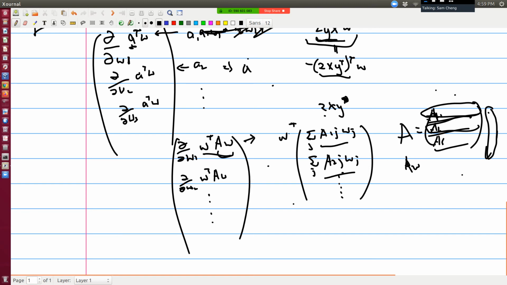Now multiply by W, so it should be equal to the sum over i and j of Wi Aij Wj. I can pull the summation outside, so this is Wi Aij Wj. So this term is just equal to this. Now if I take the partial derivative with respect to W1, what do I have?